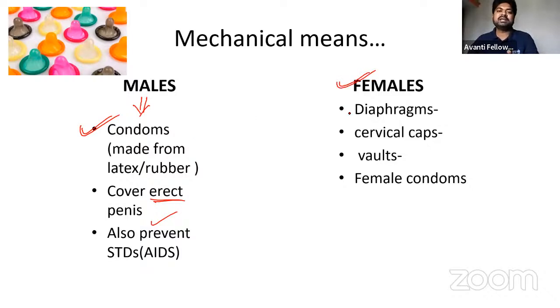So for the female there are different types of devices like the diaphragm, also known as the female condom. Next one is the cervical cap. Okay, and sorry, the diaphragm is not a female condom. Female condom is a different part. So we will discuss the diaphragm in the next slide. The female condom we will discuss later. I told this by mistake.